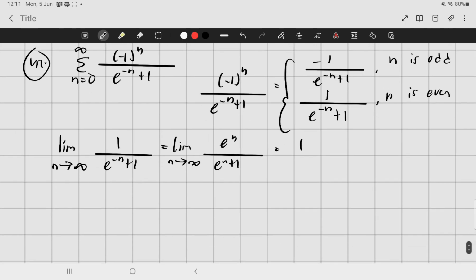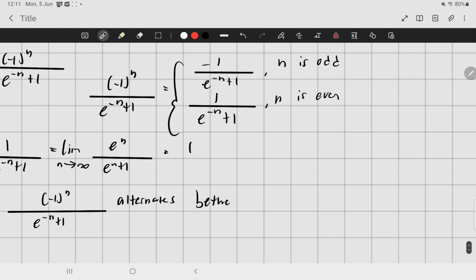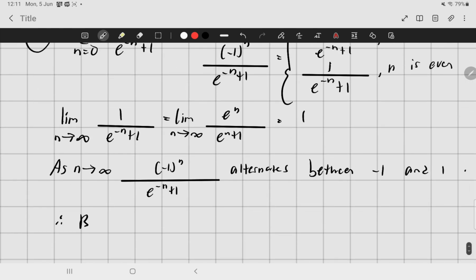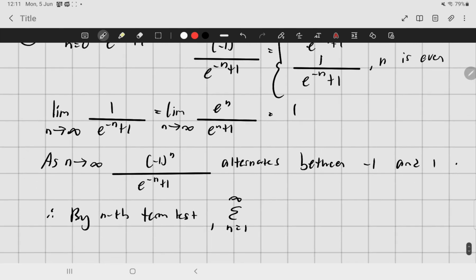Now, based on our piecewise function, as n approaches infinity, this term alternates between negative 1 and 1. Therefore, by the n-th term test, this series diverges. Sorry, it's not 1, it's 0.